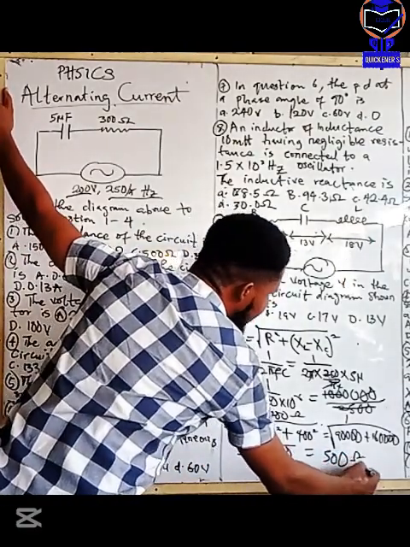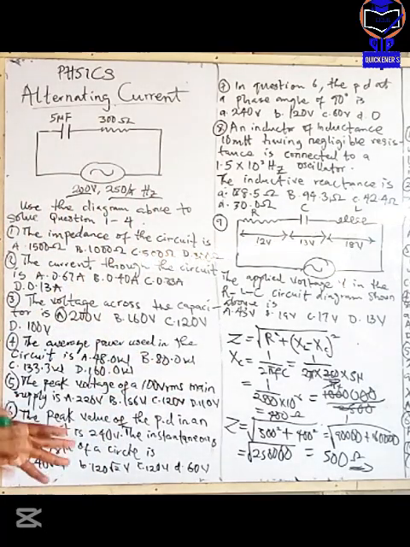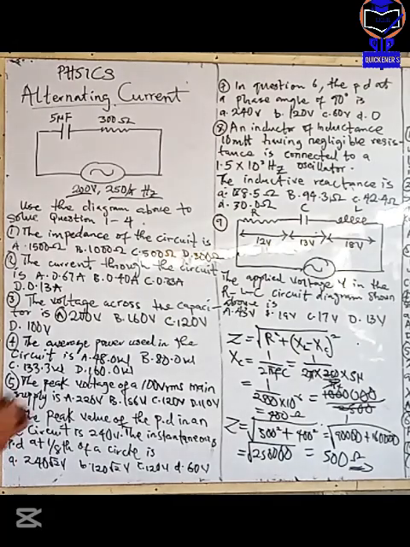500 ohms. The impedance is, sorry, the impedance is what? 500 ohms. Did you see how I did my calculation properly? So 500. Option C. Can you see that?